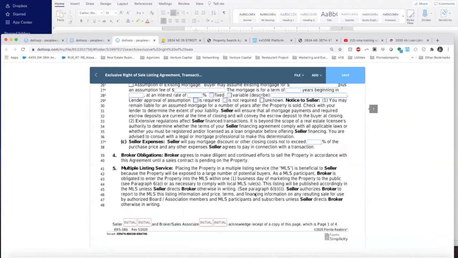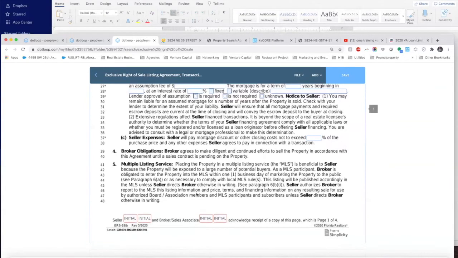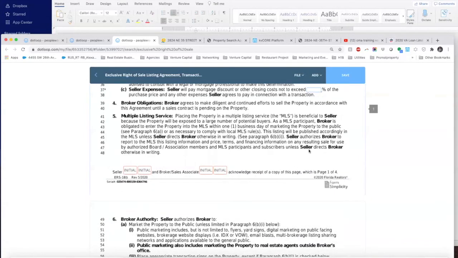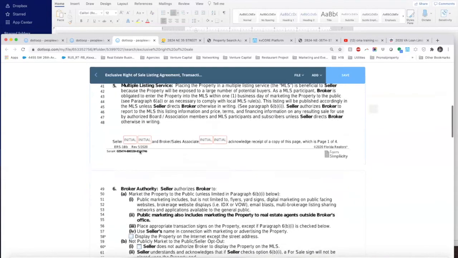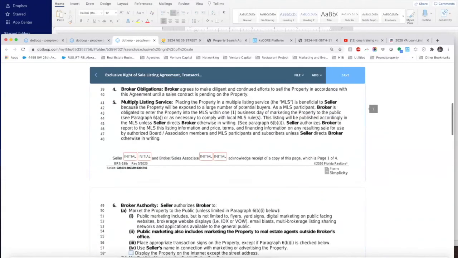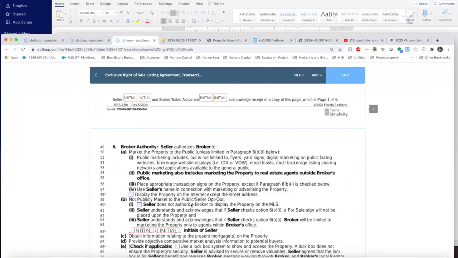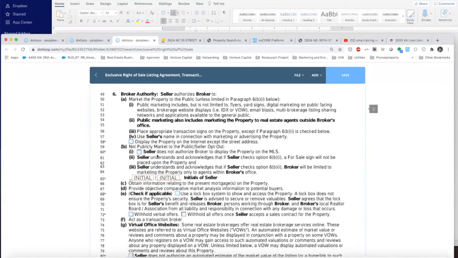Seller authorizes broker to report to the MLS this listing information and price, terms, and financing information, or any resulting sale for use by authorized board association members and MLS participants and subscribers, unless seller directs broker otherwise in writing. Again, seller can instruct the broker not to list the property in MLS, but what's the point if you want to sell? MLS is one of the best ways to reach other agents, buyers, etc.